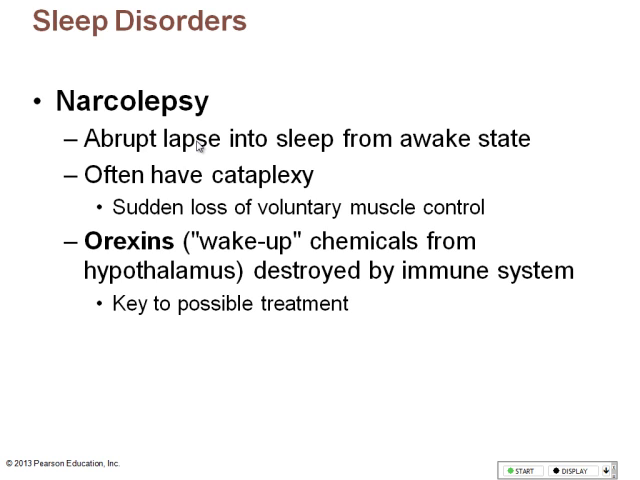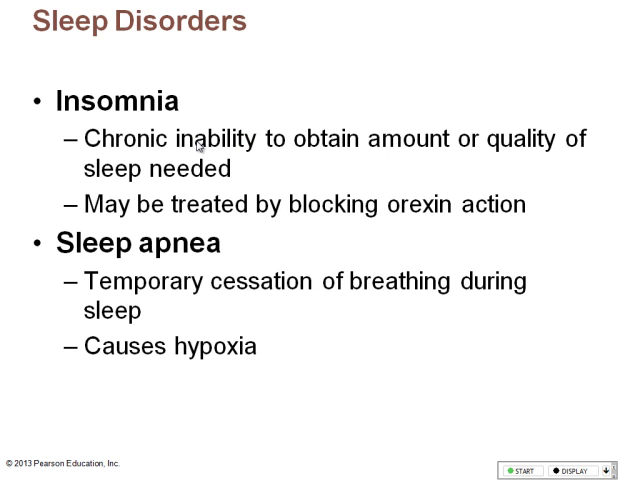Orexins are wake-up chemicals from the hypothalamus that are destroyed by different immune system responses. So you might have trouble awakening. Insomnia, problems getting into these normal rhythms of sleep, may be treated with some of these orexin blocking actions. And then sleep apnea, problems with breathing during sleep, may have the result of messing with your respiratory system as well.